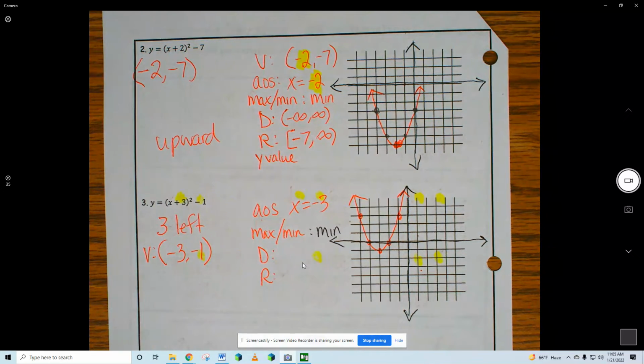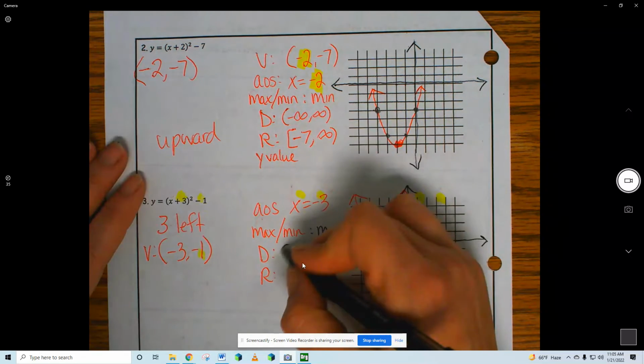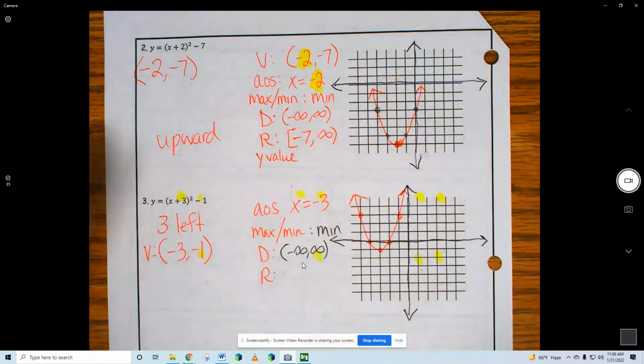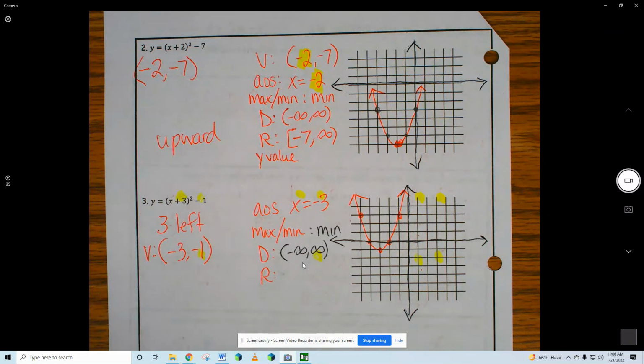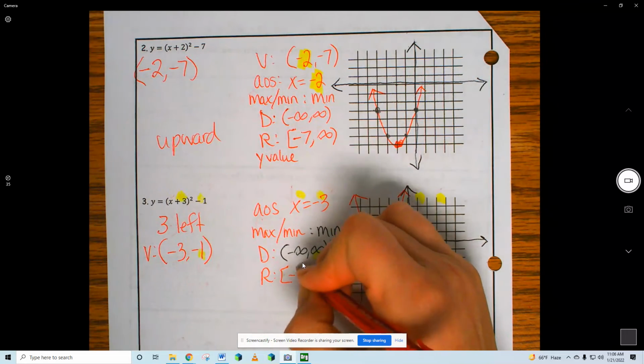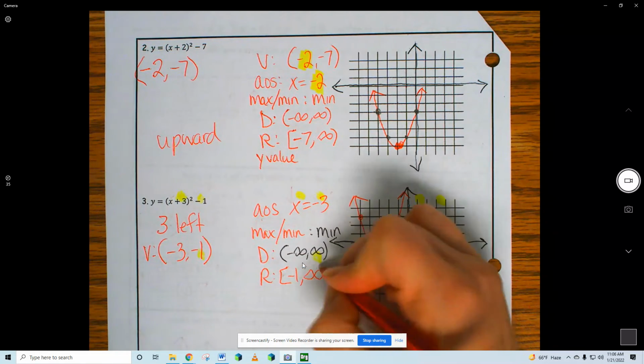Domain is, for every problem, all real numbers. My range, though, start low. Low to high. It starts at -1, and then up to positive infinity. So, bracket -1 because it touches -1, and then infinity has a parenthesis.